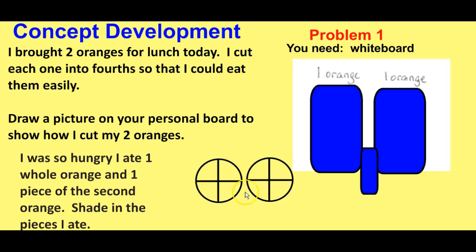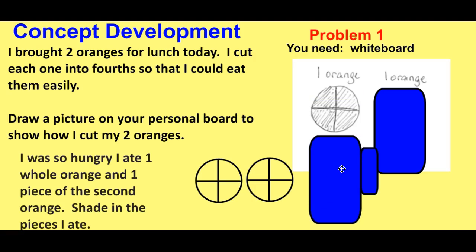Okay, so you should have these 2 circles on your board, both cut into 4 equal parts. The next part says, I was so hungry I ate 1 whole orange and then 1 piece of the second orange. So now we have to shade in the pieces that I ate. On my first orange, that I have 4 equal parts, I ate all of that orange. And then on my second orange, I ate 1 piece of that orange. So on your board, I want you to shade in the parts that show what I ate out of both oranges. And push play when you're ready to check it.